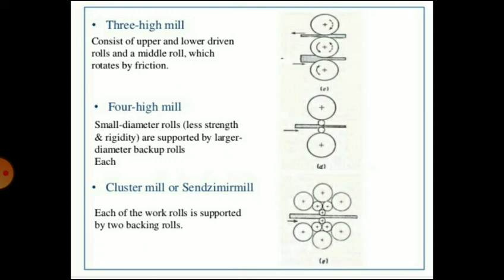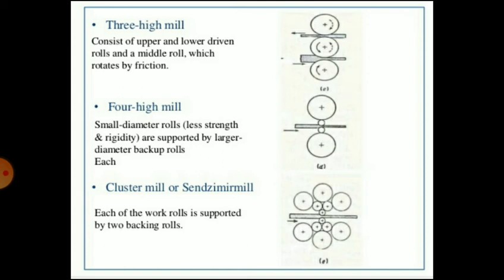Then the four high rolling mill has a roll stand with four parallel rolls, one above the other. The top and bottom rolls rotate in opposite directions, and so do the middle rolls. The middle rolls are known as work rolls, as the workpiece is fed between them. The top and bottom rolls are called backup rolls, which are larger in size than the middle rolls. You can see it in the middle diagram.